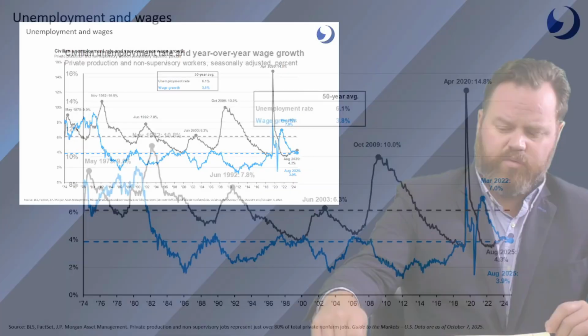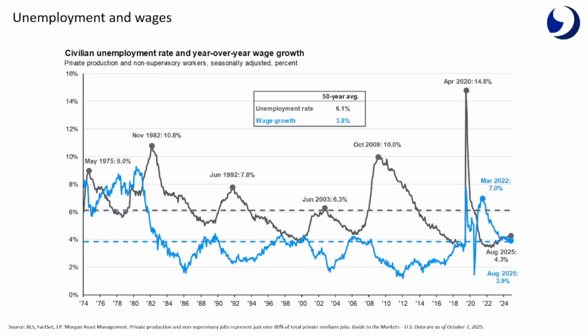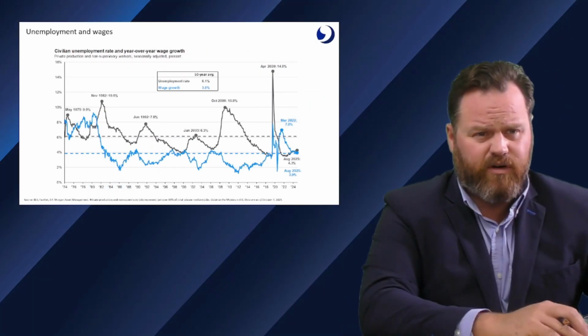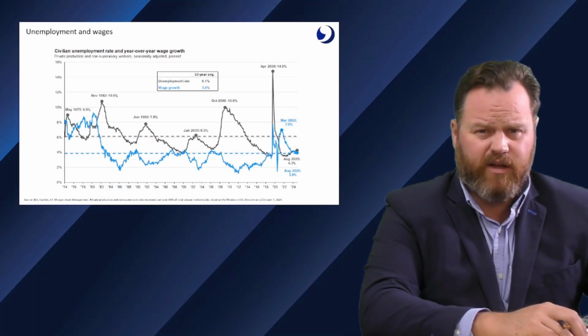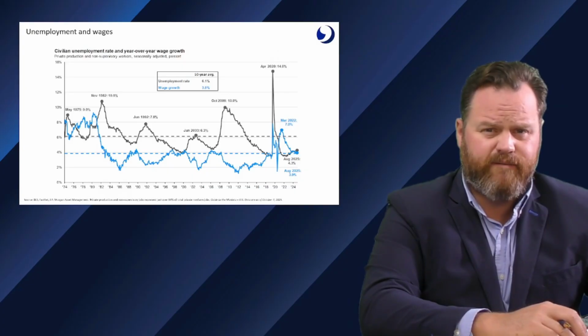Let's take a look at full employment. This is a chart of unemployment and wage growth. If you look, the gray line there is unemployment. Its 50-year average is 6.1%. Wage growth is 3.8% average growth. Today, we're at 4.3% unemployment. And if you look at this chart, you might say, boy, there's not a lot of times where you get this low unemployment.